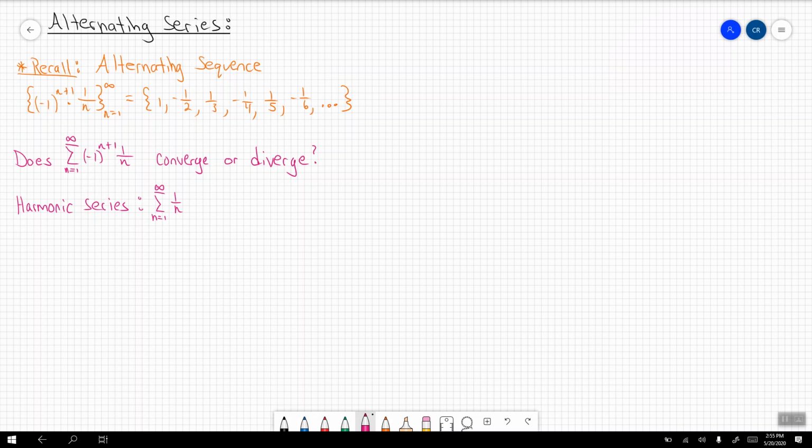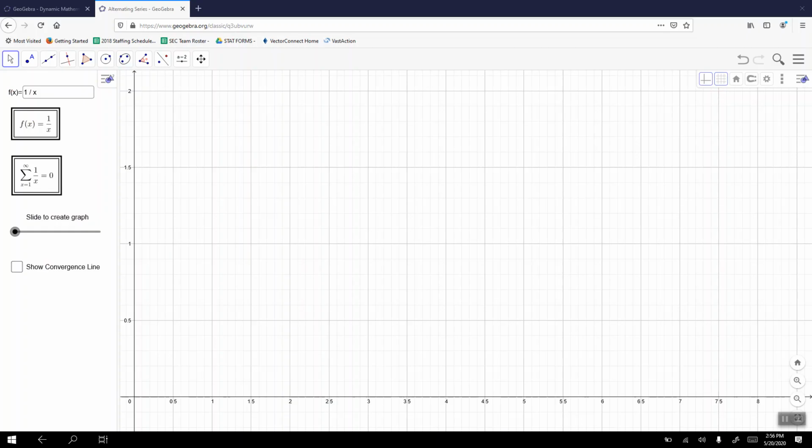So what I'm going to do here is go over to GeoGebra and show you a more graphical representation so that we can come up with a conclusion. Please follow me along. So here we are on GeoGebra. I went ahead and created this applet on GeoGebra to show you what's happening with this series.